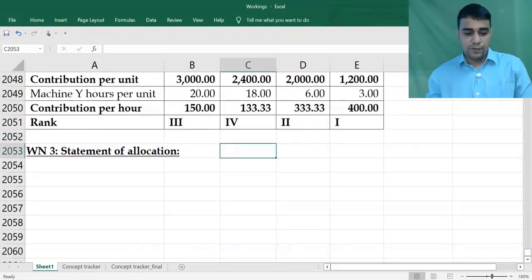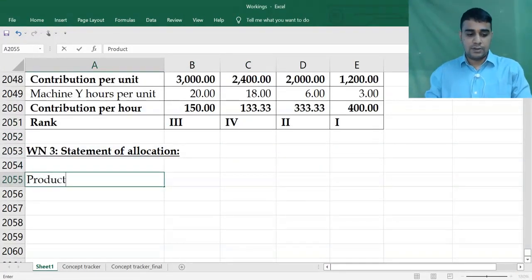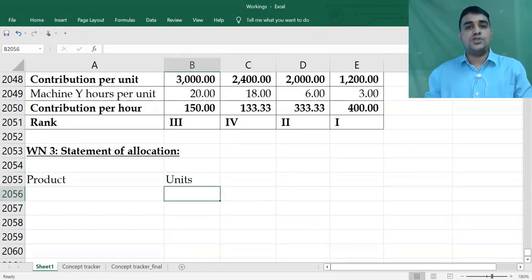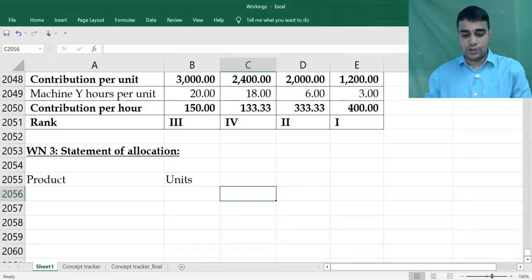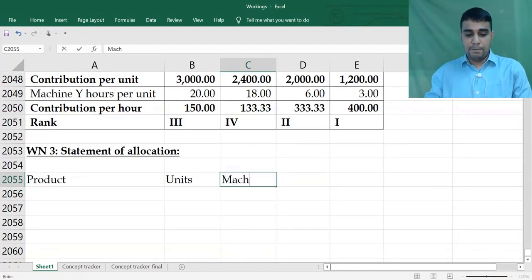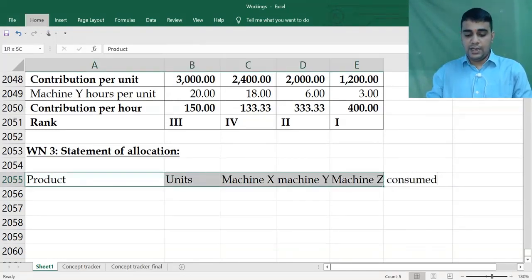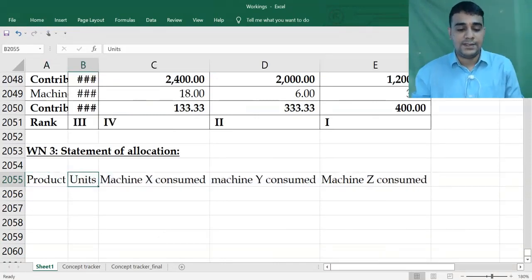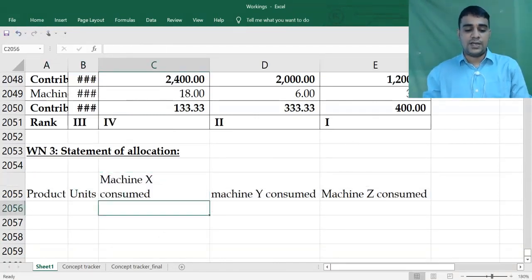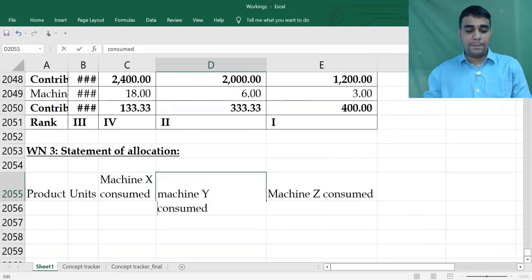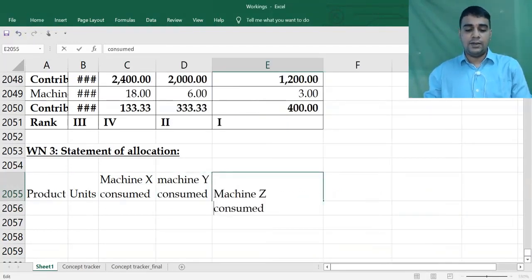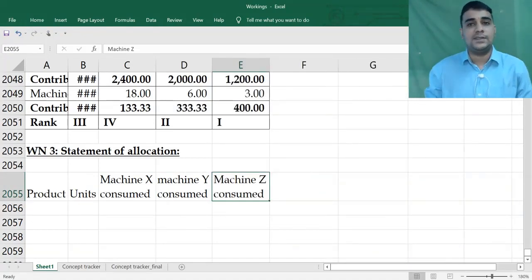So when I do this, what we will do here is product units. We used to write hours per unit, hours consumed and contribution. Instead of doing that, product units, machine X consumed, machine Y consumed, machine Z consumed. I don't want any of them to exceed the limit which is set. The limit which the organization has set is 6,000. They don't have capacity beyond this. So I will have to ensure that utilization of X, Y and Z is below 6,000.